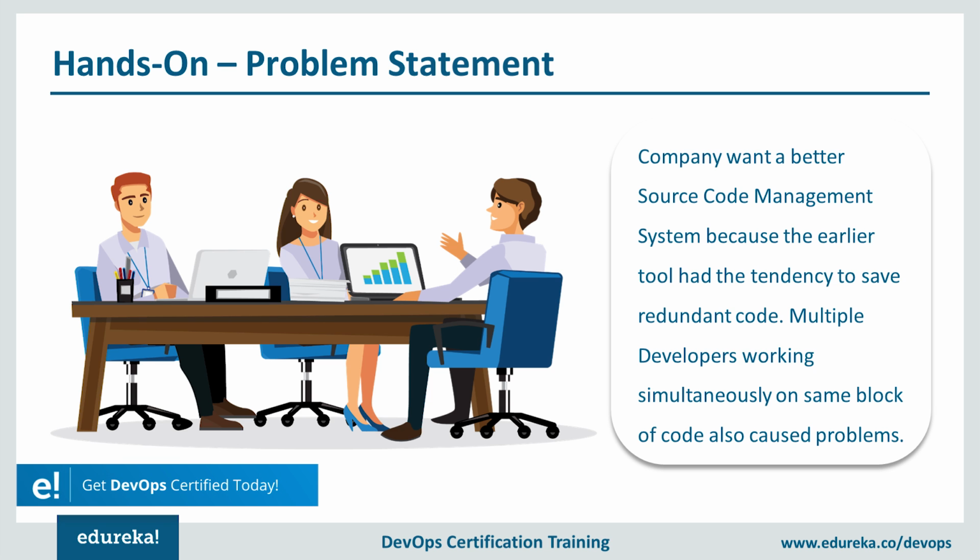These developers want better source code management because the earlier tool had the tendency to save redundant code. They did not want redundant code in the system. They faced issues such as, when multiple developers were working on the same block of code, there were a lot of changes happening and nobody knew who was making them.